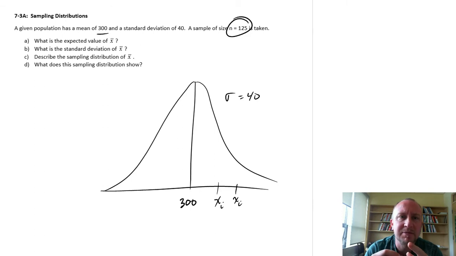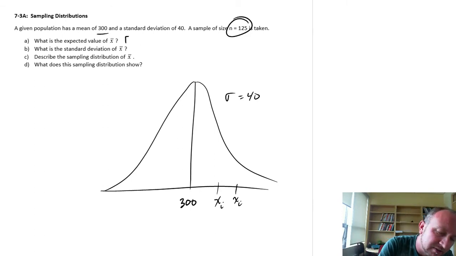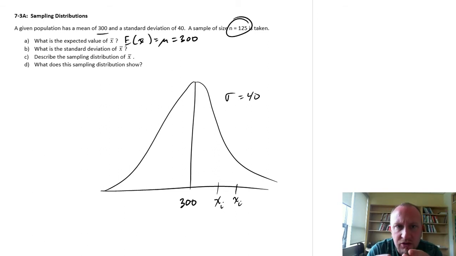So what is the expected value of the sample mean? Well, the expected value of x bar is always going to be mu, the population mean, which in this case is 300. So that one's straightforward. I take a sample. My best guess of that sample mean is going to be whatever is the population mean. So expected value is always mu.